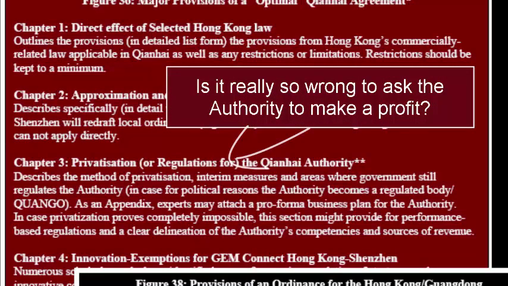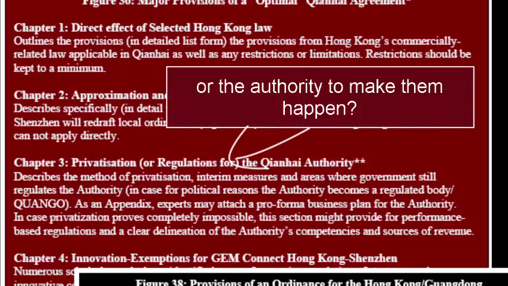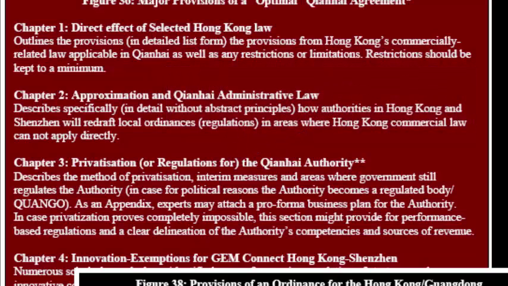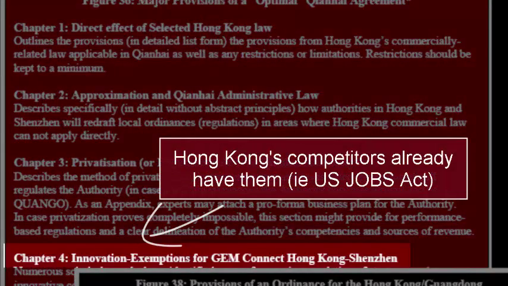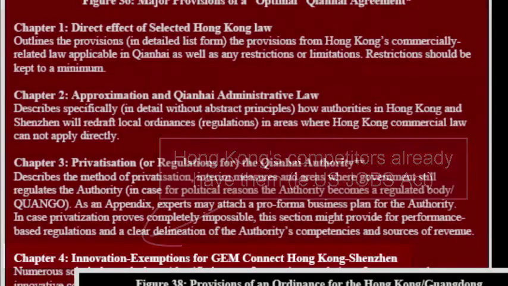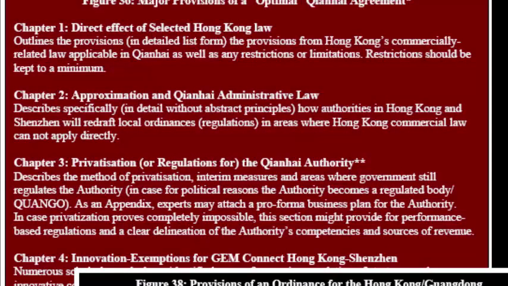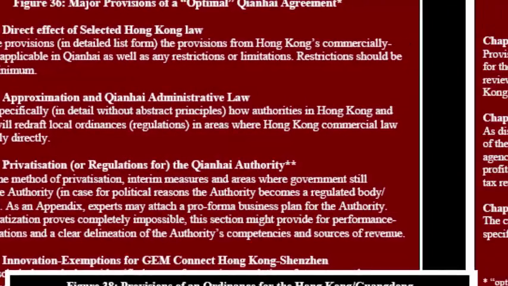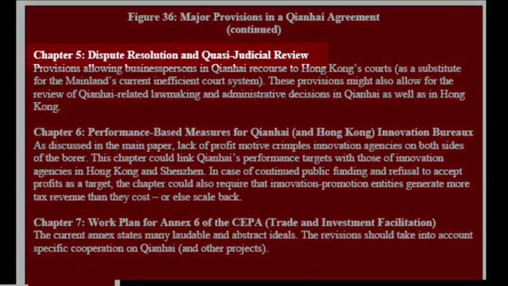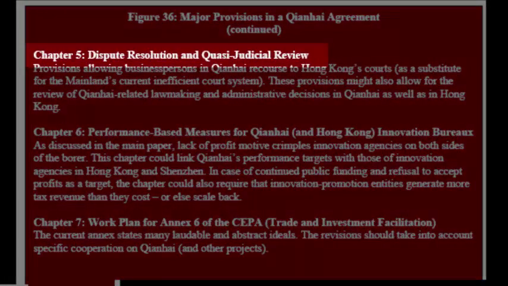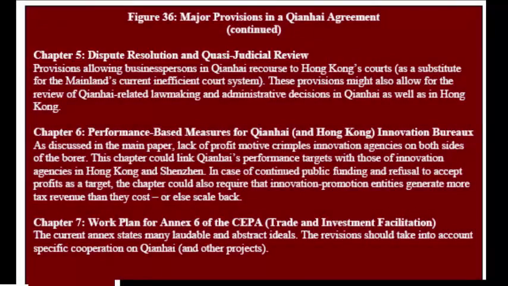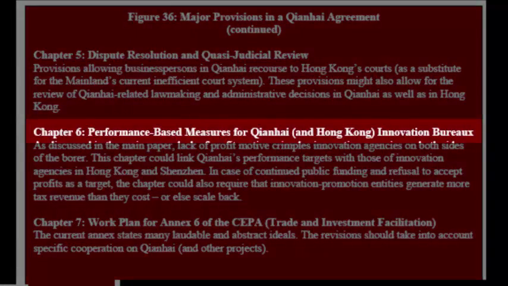Such regulatory change should also endow officials working in the authority with the flexibility and freedom needed to attain these profits. Moreover, such an agreement could carve out exemptions to securities and other regulations for innovative companies in the Hong Kong-Shenzhen region that choose to list on the Small Companies Board. Other parts of the agreement could include reforms to dispute resolution and quasi-judicial review of commercial disputes, performance-based measures for Qianhai and Hong Kong's Innovation Bureau.